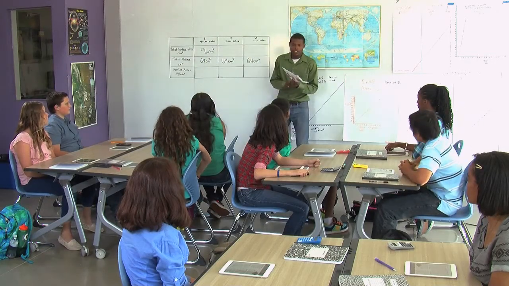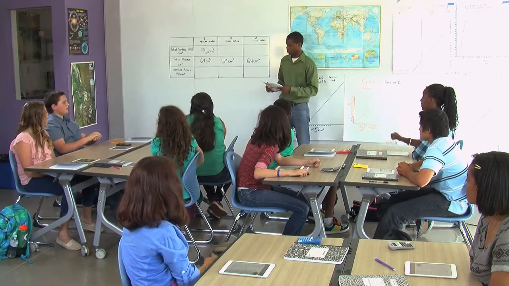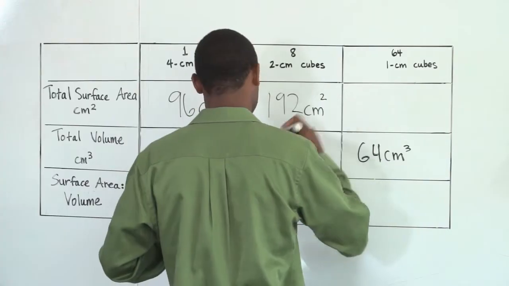How about 8 2-centimeter cubes? Ronald? Each one has a surface area of 2 times 2 times 6. That is 24. Multiply that by 8. And that is 192 square centimeters.